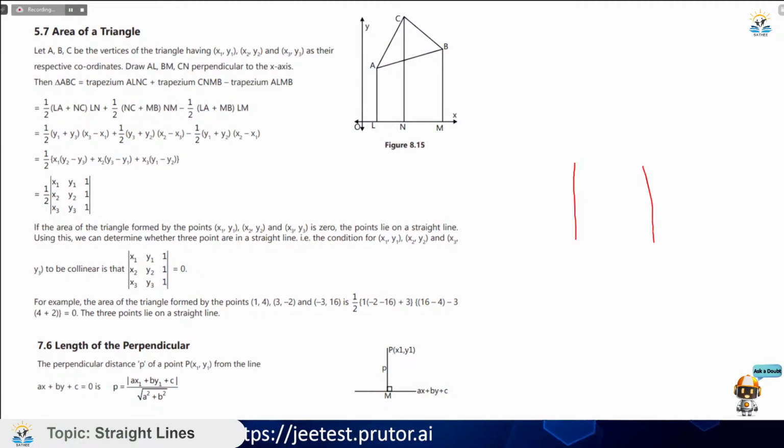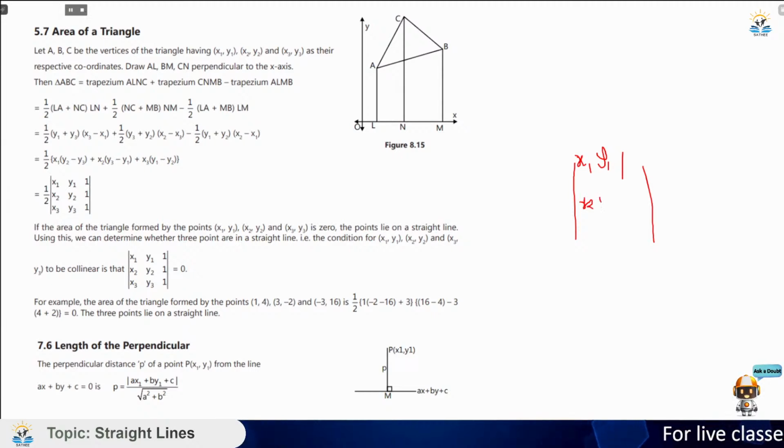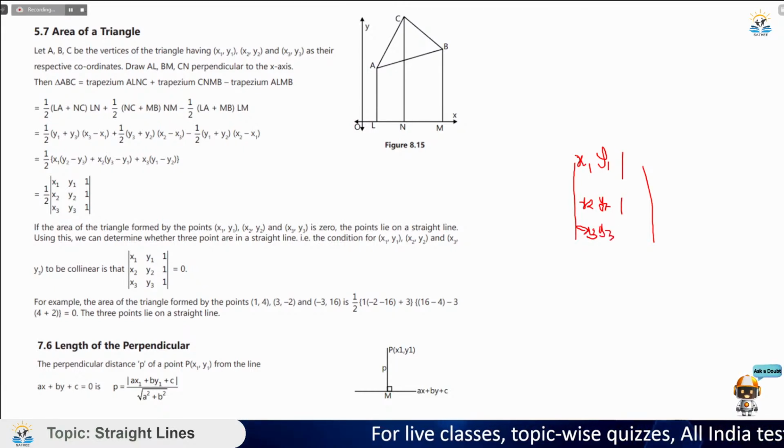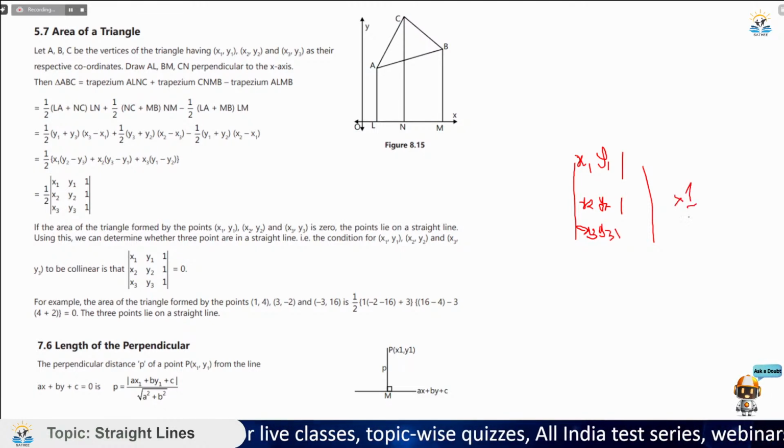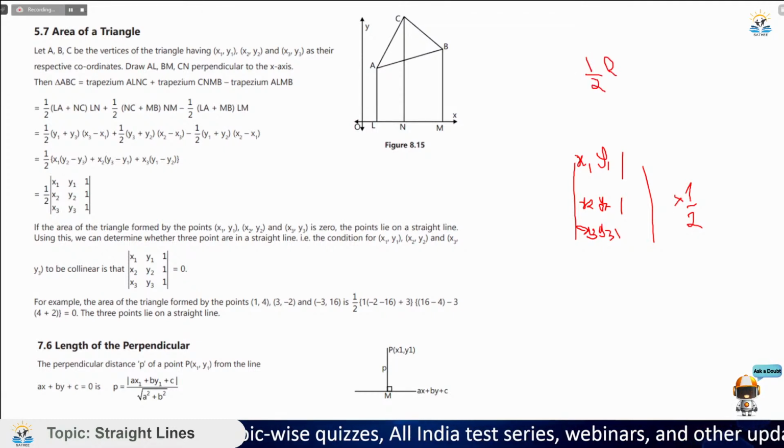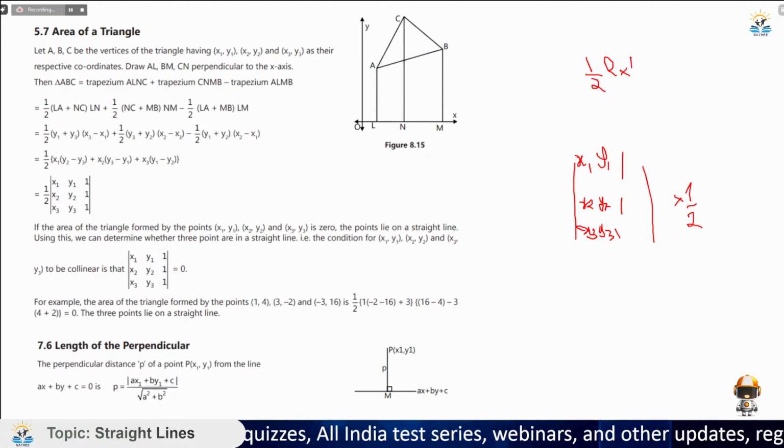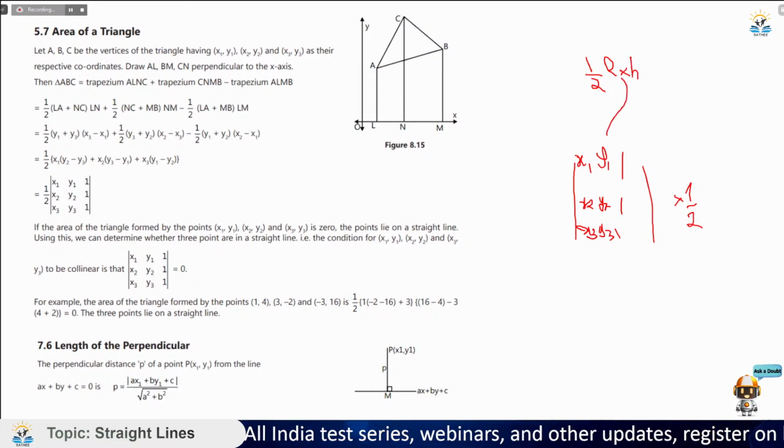Three points are given forming a triangle: x1, y1, 1; x2, y2, 1; x3, y3, 1, multiplied by half. This is our area of triangle, half length into height. So length into height is given in the coordinate system as this.